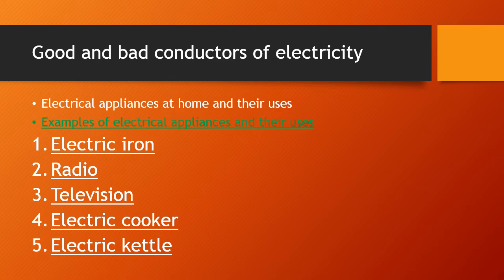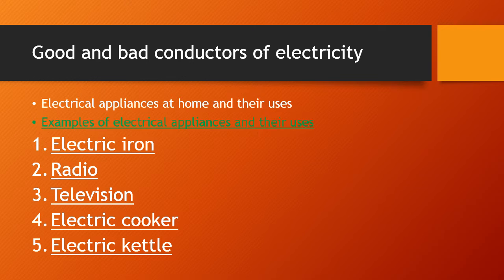Examples of good conductors of electricity are silver, copper, aluminium, bronze, zinc, tin, iron, lead, and water.